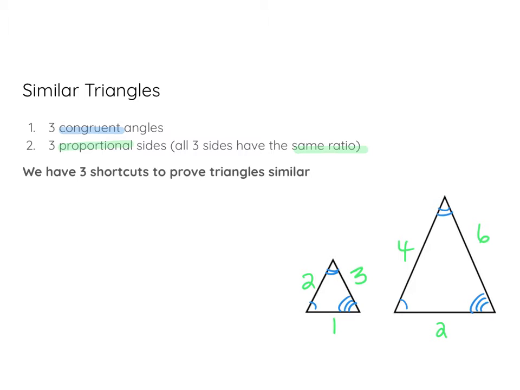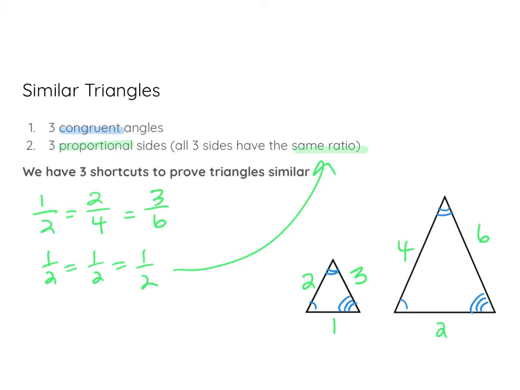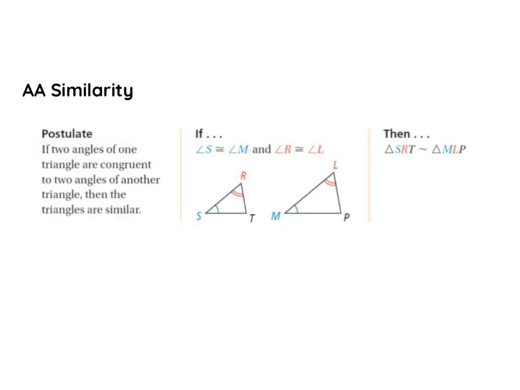So if I look at the bottom sides and I compare those, that's 1 to 2. If I look at the left sides, that's 2 to 4. And then if I look at the right sides, that's 3 to 6. However, all of these, if I simplify them, is really saying 1/2, 1/2, 1/2. So they all have the same ratio. So that's how we know if triangles are similar or not. And again, similar to congruent triangles, when we had shortcuts, we also have shortcuts for similar triangles. So let's get into those.